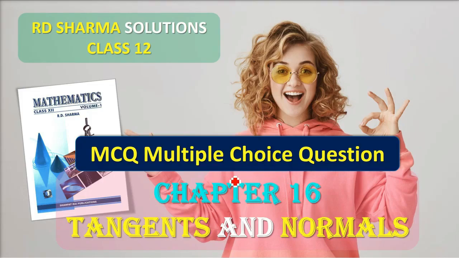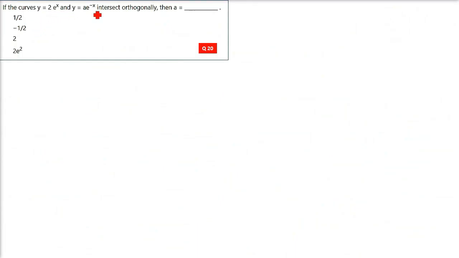This is chapter number 16, Tangents and Normals. We are taking MCQs, multiple choice questions, of Hardy Sharma class 12 solutions. If the two curves are intersecting orthogonally, then we have to find out a.